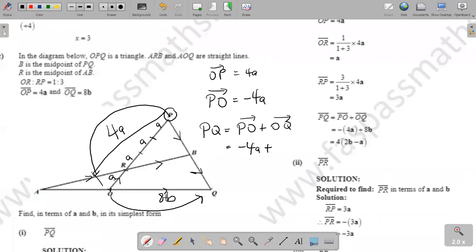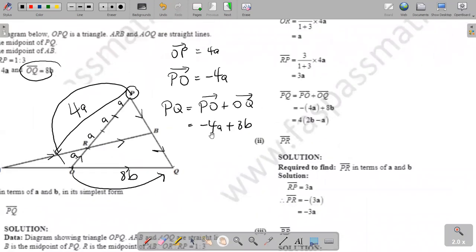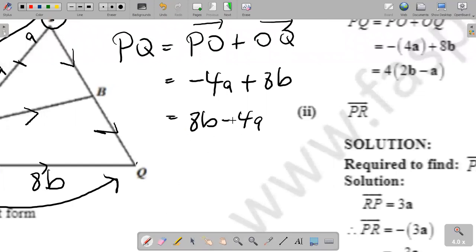What is OQ? In 8b, they didn't give us that. Look here, OQ is 8b. Now here's the trick. They don't like it when it looks like this. You always got to factorize. Let me show you what I mean. Switch these around, and it becomes 8b minus 4a. It looks better like this, doesn't it? Then, do they have anything in common? 4. So you can factor out 4. When I factor out 4, I get 2b minus a. That's your answer.